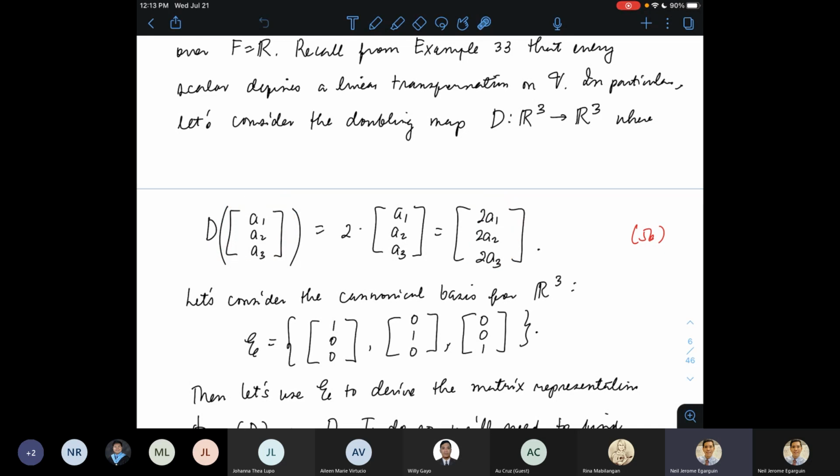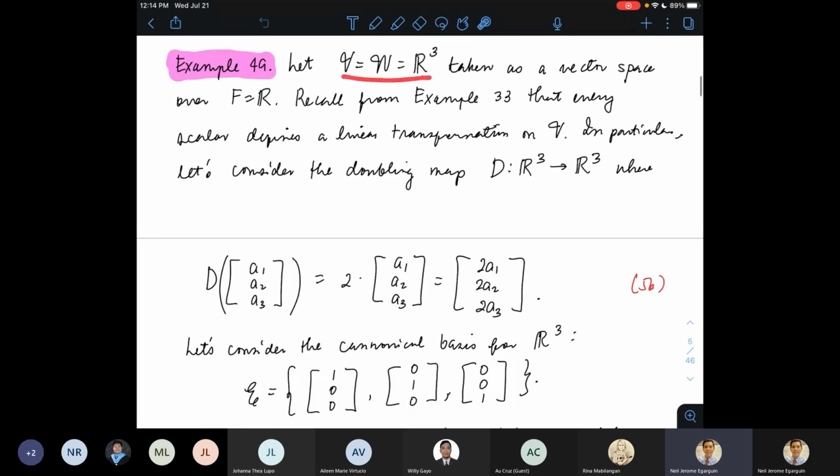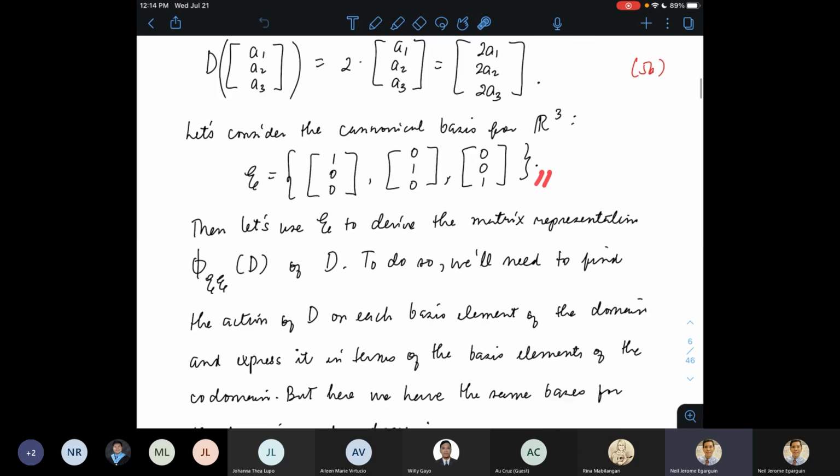Kaya tinawag ko siyang D for the doubling map, okay? And then let's illustrate how we can apply the proof of theorem 27 in constructing the matrix equivalent for the doubling map. Okay. Now, Theorem 27 tells us crucial yung choice ng basis. So first, we need to elect basis for V and W. It just so happened in this example that I chose V and W to be the same vector space R3. And luckily, we know an easy basis for R3. So as our first example, tingnan natin yung matrix representation with respect to the canonical basis.